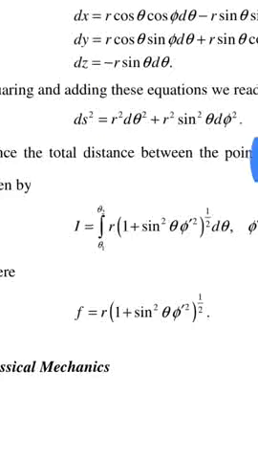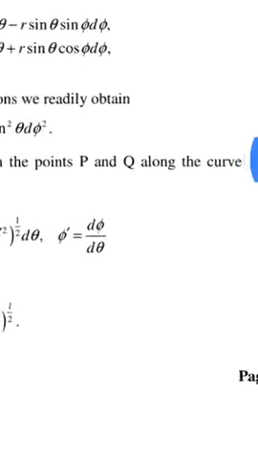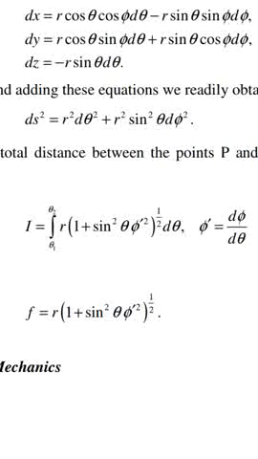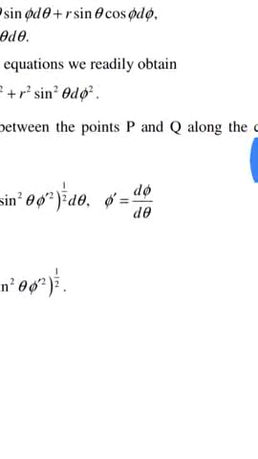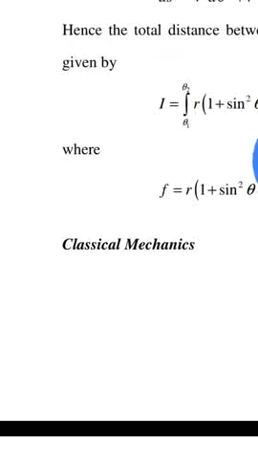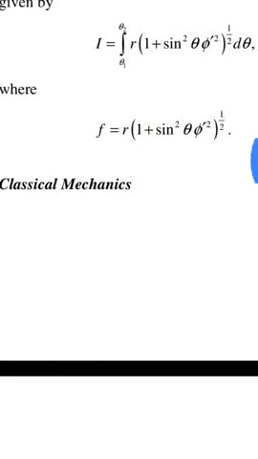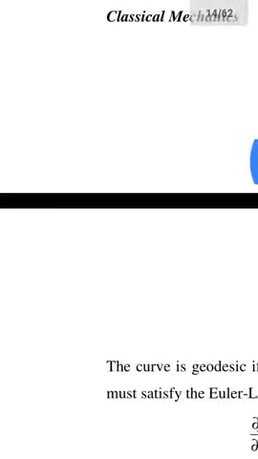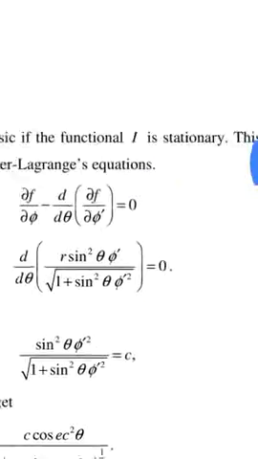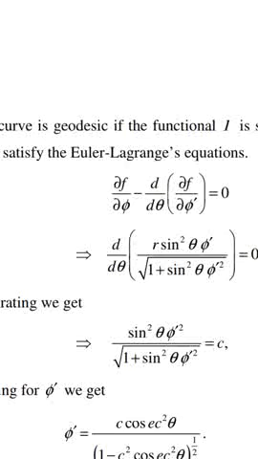Hence the total distance between the two points P and Q along the curve φ = φ(θ) is given by I = ∫ from θ1 to θ2 of r (1 + sin²θ φ'²)^(1/2) dθ, where φ' = dφ/dθ, and f = r (1 + sin²θ φ'²)^(1/2). Then it must satisfy Lagrange's differential equation ∂f/∂φ − d/dθ(∂f/∂φ') = 0.